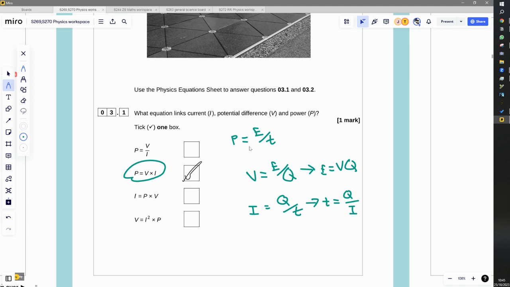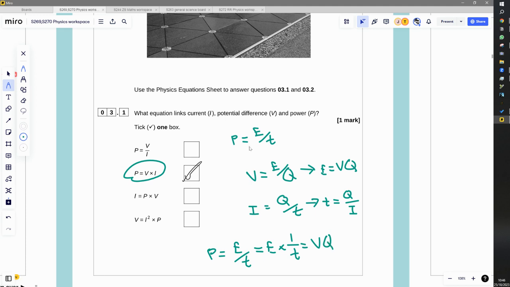Now what we're going to do is say power is equal to energy over time. That's the same thing as saying energy multiplied by 1 over time. And energy is VQ, voltage times charge, and time is Q over I.